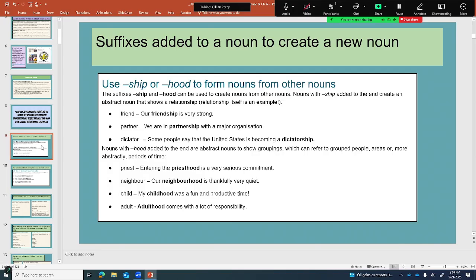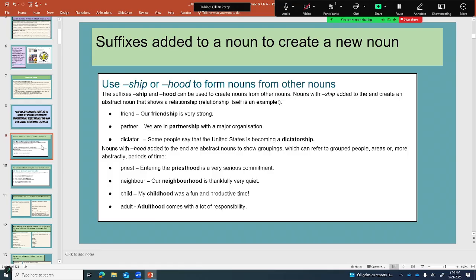Like friend, if we add the suffix ship, it ends up talking about a relationship, which I know already is a ship one, right? Friend versus friendship. Our friendship is very long. So a friend would be one person. Friendship is the idea of how we're related, right? Partner versus partnership. Partner would be one person or maybe several persons. Partnership is that concept of that relationship. We are in partnership with a major organization. Dictator versus dictatorship. Some people say that the United States is becoming a dictatorship, right?